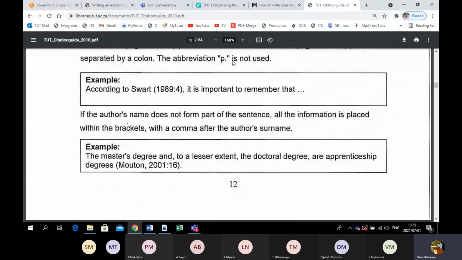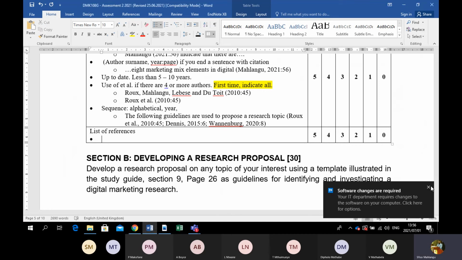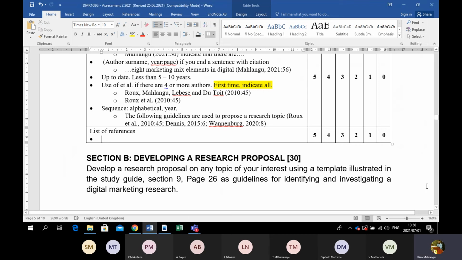For example, it tells you the page number is not used. Some guidelines will use the letter P, but TUT does not use P, so it shows you how to use that part. You can see some of the things I've illustrated here. For example, if the author's name does not form part of the sentence, all information is placed in brackets. That's why you see Morton in brackets. But here you see according to SWOT 1989, SWOT is not in brackets. So you'll only be able to evaluate that article correctly once you have read everything thoroughly.